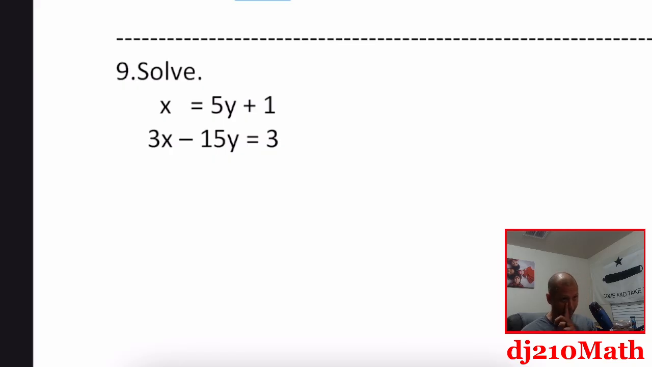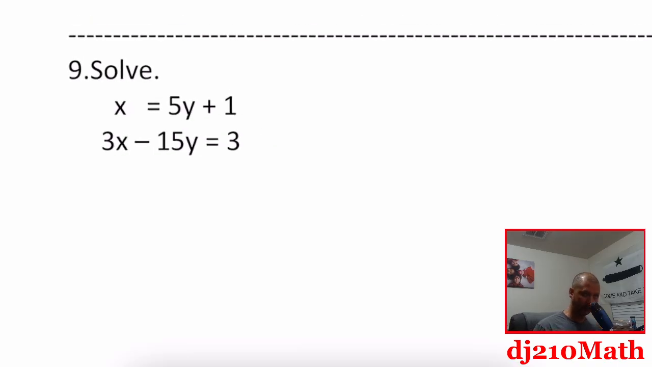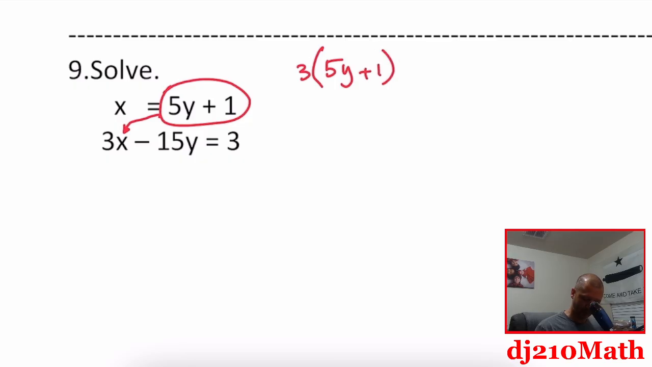All right, number 9. Again, substitution method is the way, right? Because x is isolated. So all of this will get plugged into x. 3 times 5y plus 1 minus 15y equals 3.